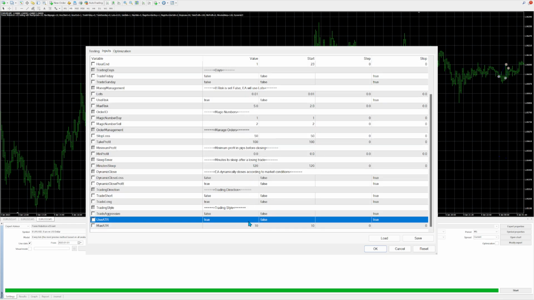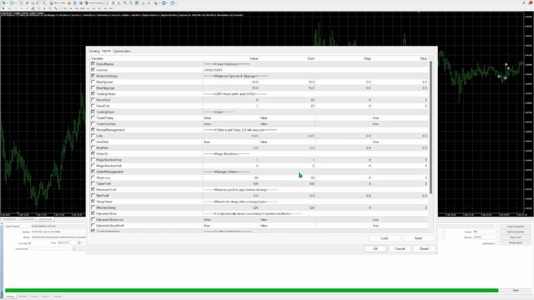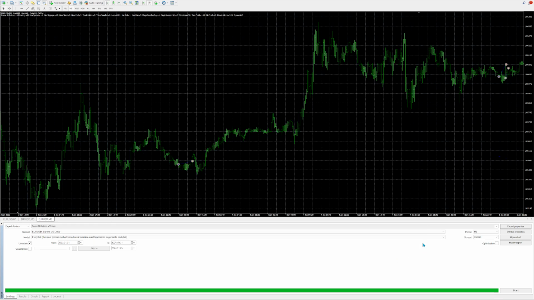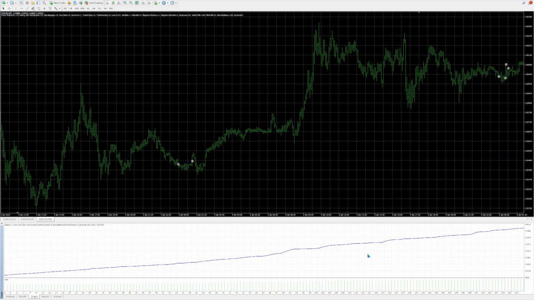Hence having these filters implemented within them. And as with any trading strategy, the lower the broker spread and the lower the commission, and the less slippage, the better, the more chance the EA has of performing well. Okay, so that being said, let's just run that.